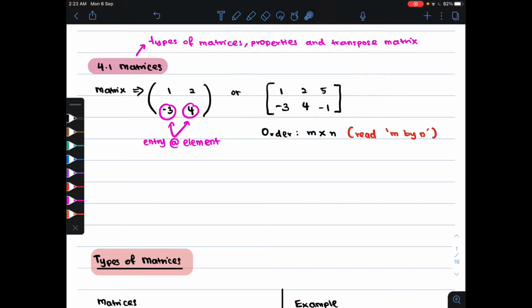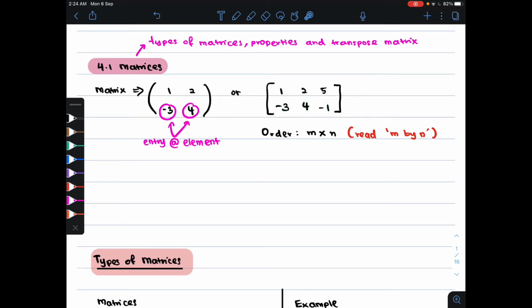Basically, kalau kamu perasan, matrix this one dia tak sama dengan matrix yang lagi satu ni. Beza dia adalah, this one dia ada 2 row. 1, 2. Ini pun 2 row juga. 1, 2. Tetapi, untuk yang sebelah kiri ni, dia ada 2 kolom sahaja. 1, 2. Yang sebelah kanan, dia ada 3 kolom. 1, 2, 3.